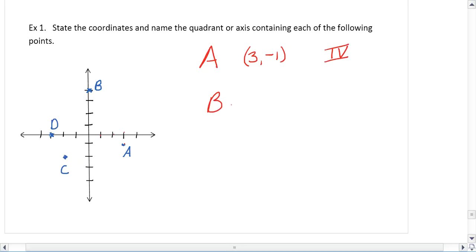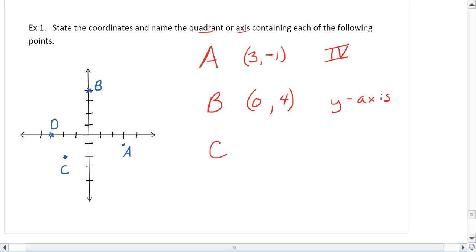Let's look at point B now. B is up here on the y-axis, so we're not going sideways at all. The x-coordinate of B is 0, and then we're up 4, so it's 0, 4. Now B is not contained in any quadrant. Over here it said quadrant or axis. B is actually sitting right on the y-axis.